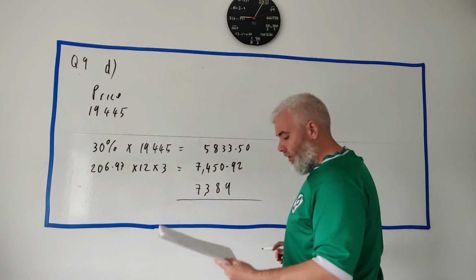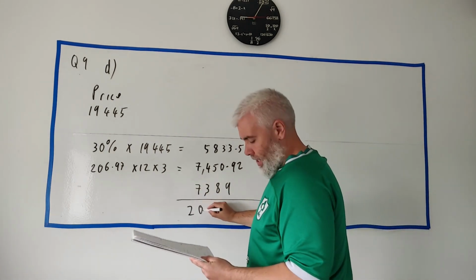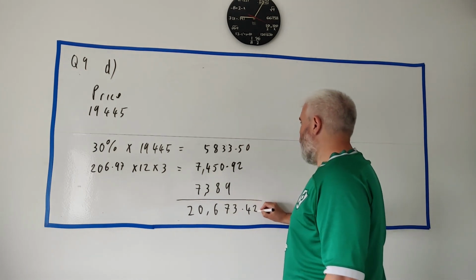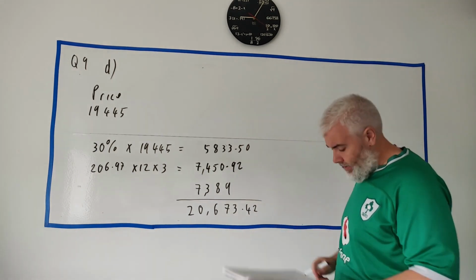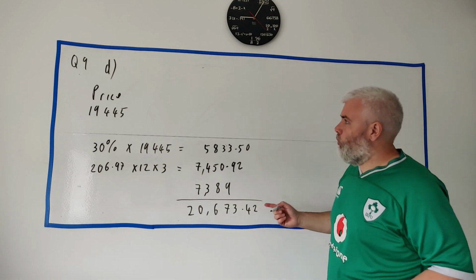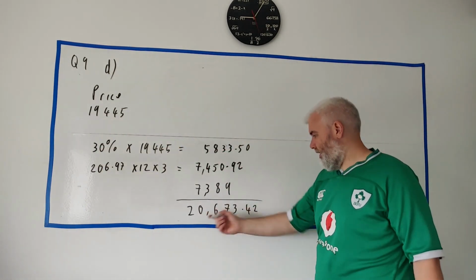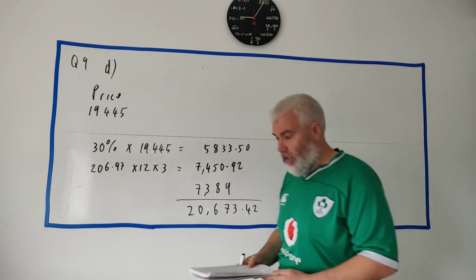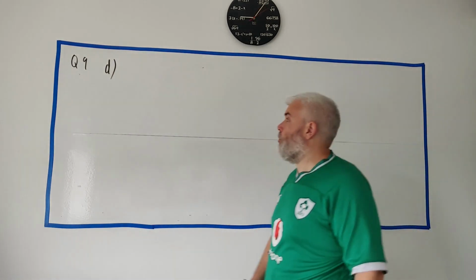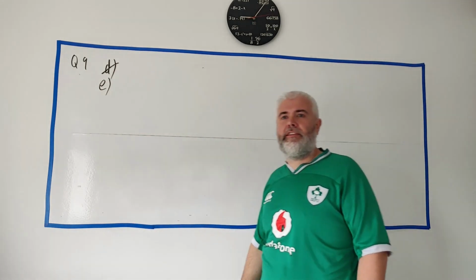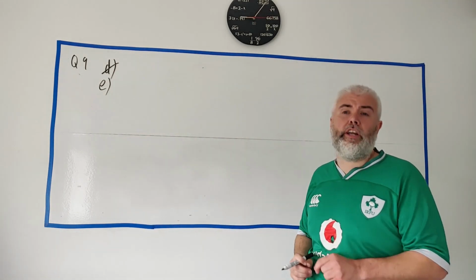Add all them together and we will get 20,673.42 cents. 42, yeah, that makes sense. Okay, so that's the real price you paid, not the 19,500, the 20,700 we'll call it. Okay, continuing the theme, part E here, continuing the theme of easy looking questions that are just really hard.